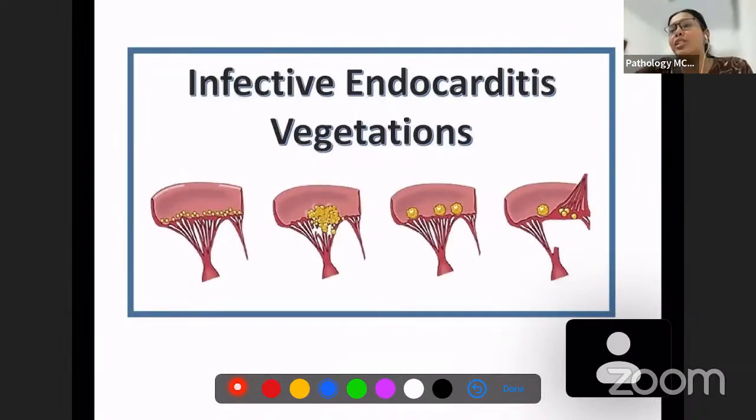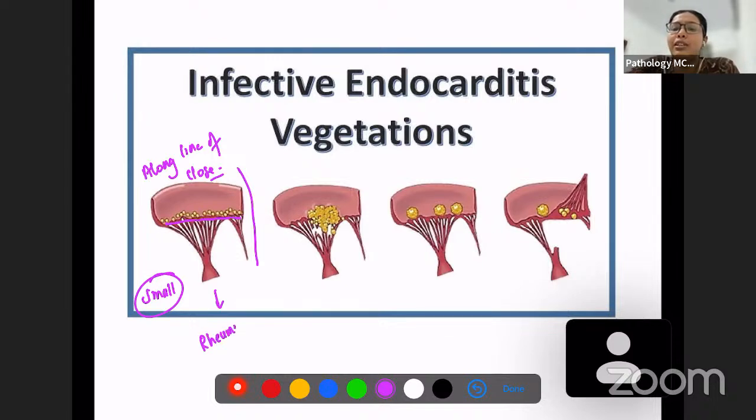Now these are a few vegetations which you have to remember. First you see the vegetation over here. This is along the line of closure. You can see how neatly these vegetations are arranged. These are small in size and completely along the line of closure. If you see these kinds of vegetations, these are associated with rheumatic heart disease or rheumatic fever. These small vegetations arranged along the lines of closure are what you will see in rheumatic heart disease.